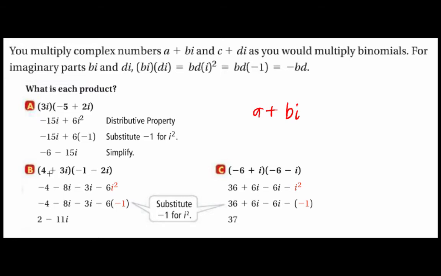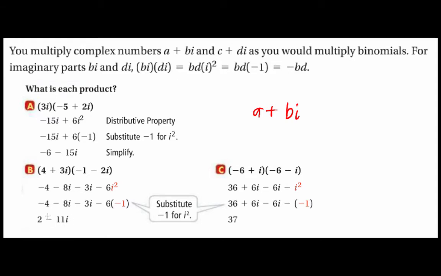On B, here's an example where this becomes like a FOIL problem. We're going to multiply the first terms, 4 times negative 1, so we get negative 4. We're going to multiply the outer terms, 4 times negative 2i, that's where we get negative 8i. We're going to multiply 3i times negative 1, so we get negative 3i. And we're going to take positive 3i and multiply it by negative 2i, and we get negative 6i squared. Now we're going to simplify. i squared becomes negative 1, and again, all we're doing is replacing it with its numeric value. So we get negative 4 minus 8i minus 3i minus 6 times negative 1.